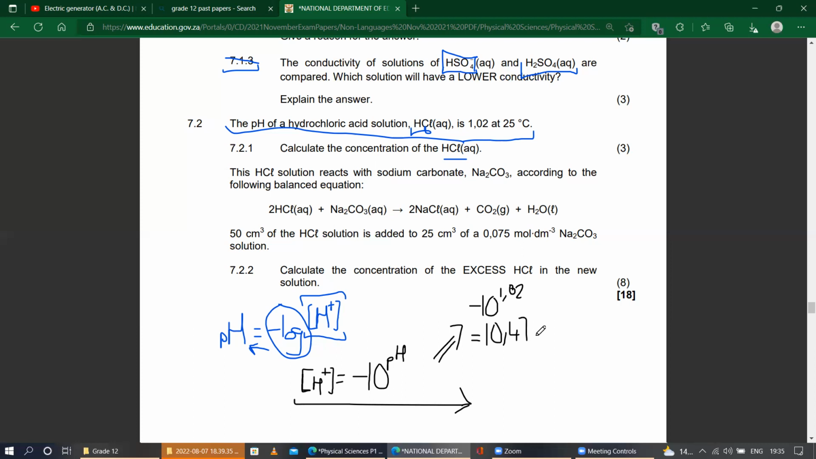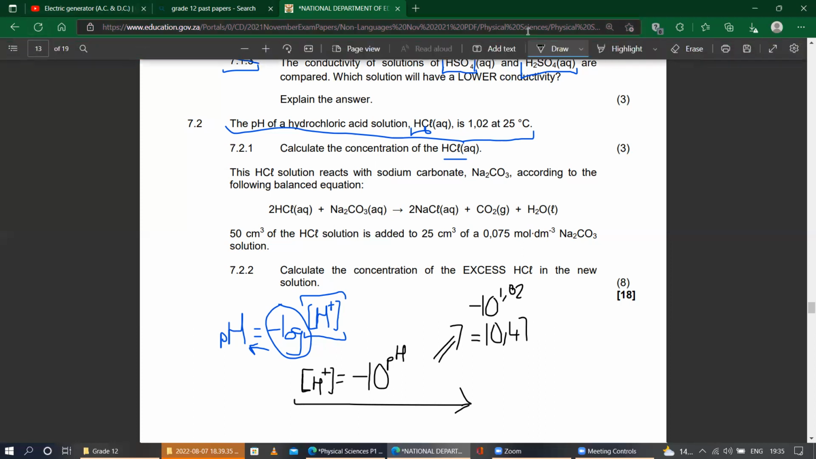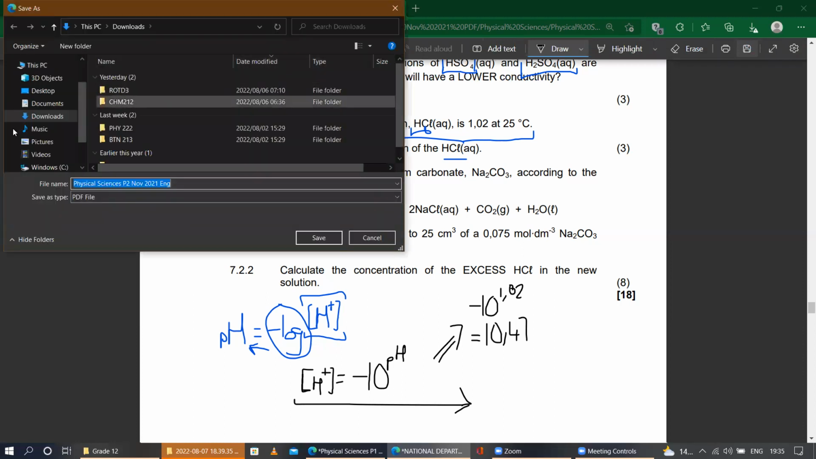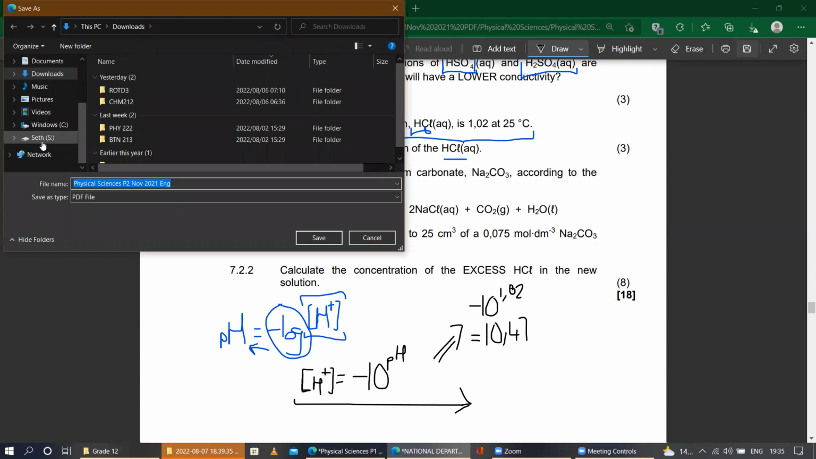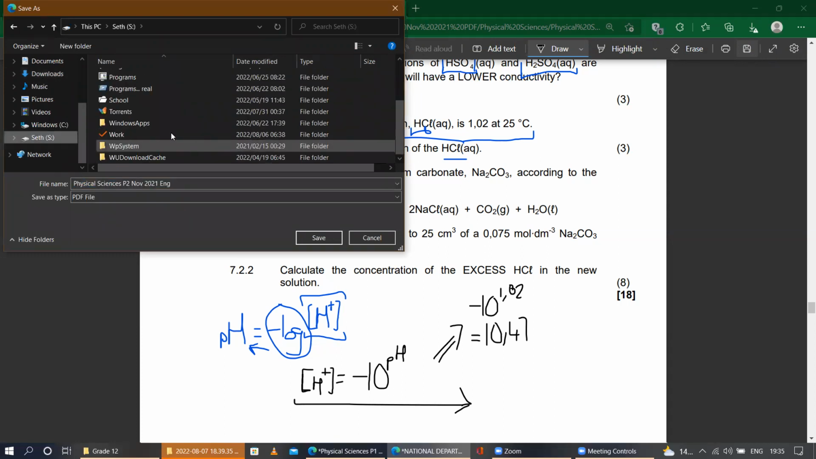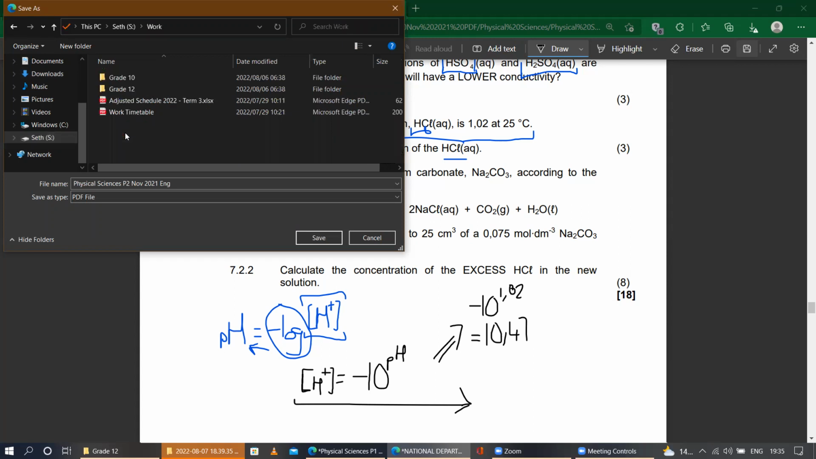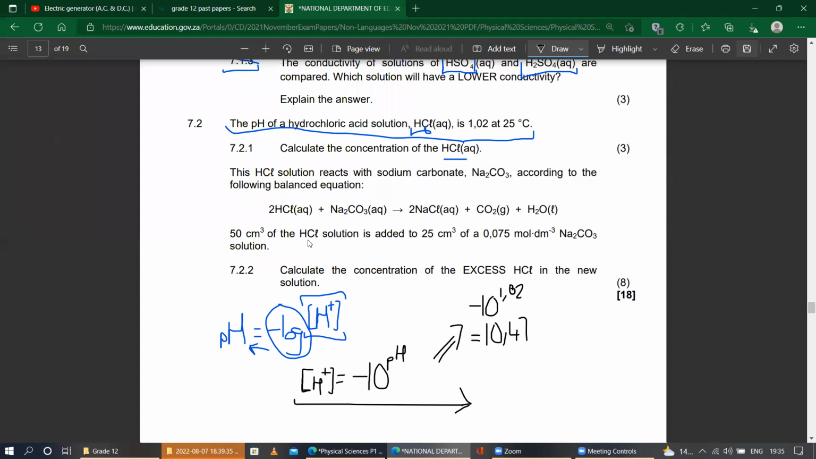So guys, from what I know, this is the answer. But we're also going to go through the memorandum. Let me just save this on my computer so I can open the memorandum at the same time, so you can see them both at the same time. Let's paste this here.